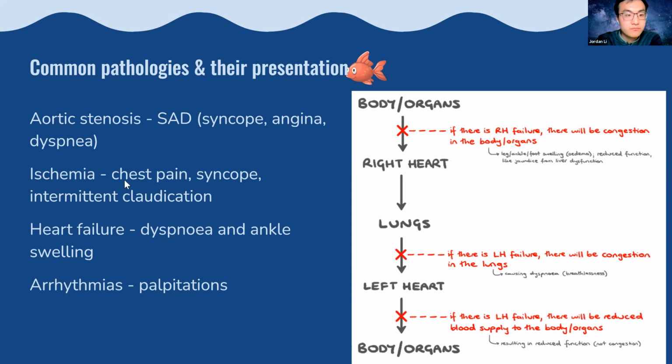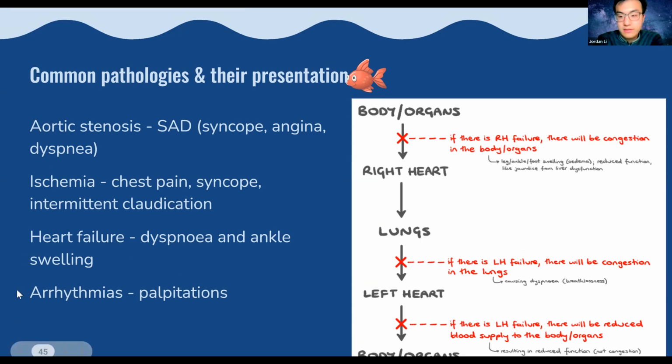Cardiac ischemia can cause chest pain, syncope, and peripheral ischemia can cause intermittent claudication. Heart failure, you'll get dyspnea, shortness of breath if you have left heart failure. So that goes back into the lungs, or ankle swelling if you have right heart failure, which goes back into systemic circulation. And arrhythmias, the patient will feel palpitations because the heart's beating at an irregular rhythm.